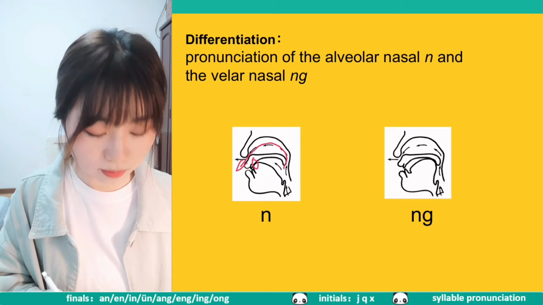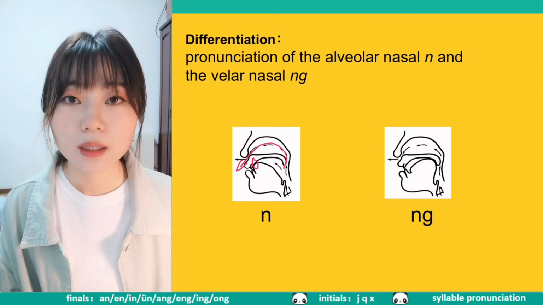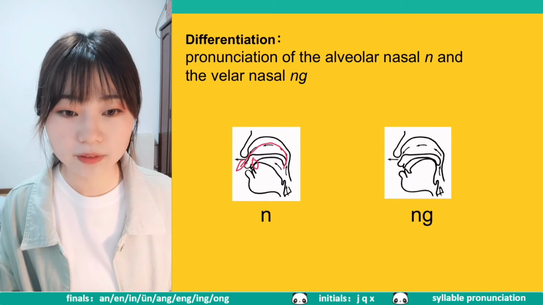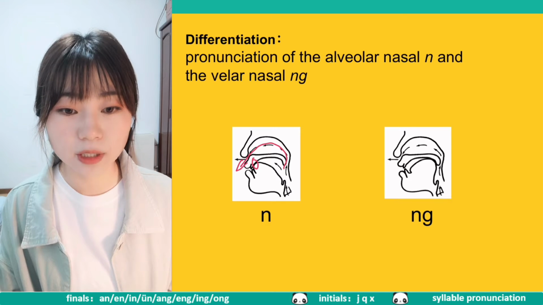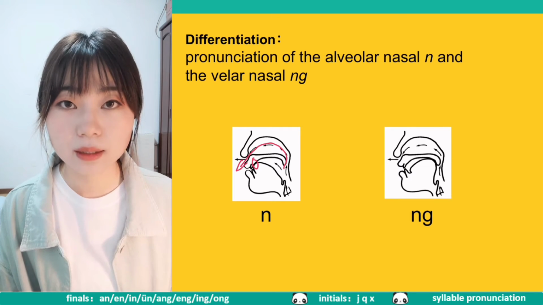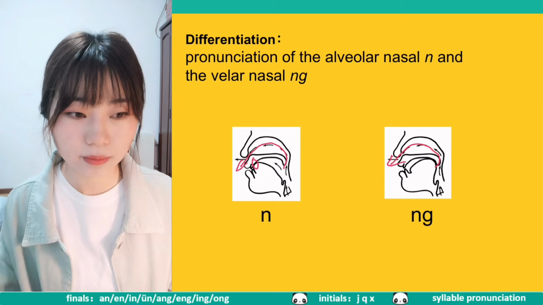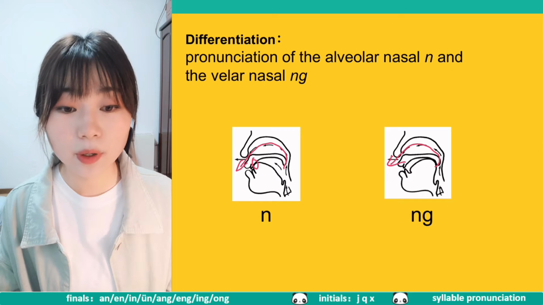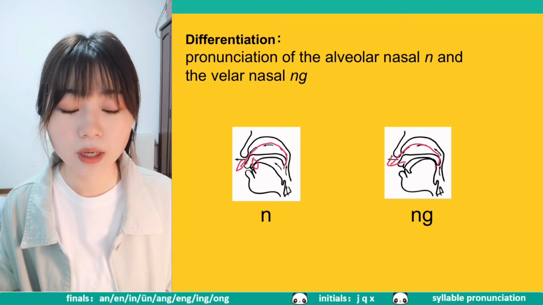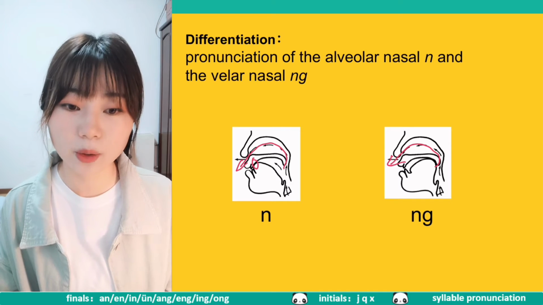Here. And when saying the velar nasal, the back part of the tongue forms an arch and the root of the tongue moves back, pressing the soft palate. Still let the air out through your nose. Compared with the alveolar nasal, which is pronounced with the upper and lower teeth close to each other, the velar nasal is pronounced with the mouth more wide open.